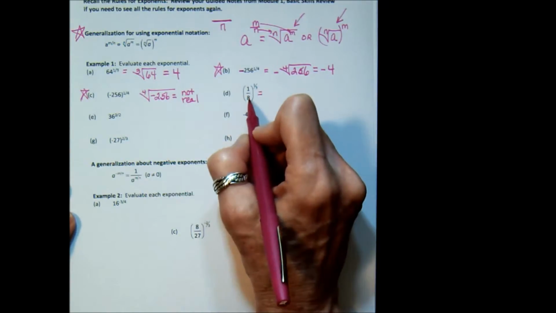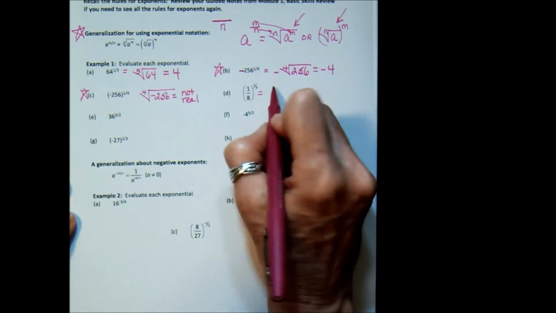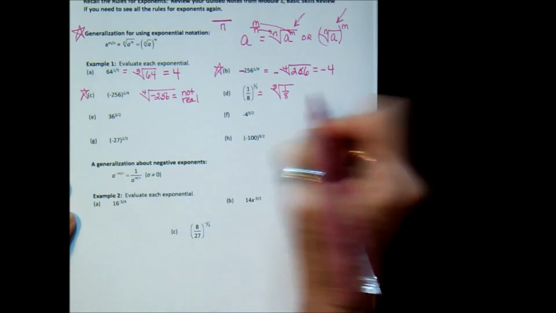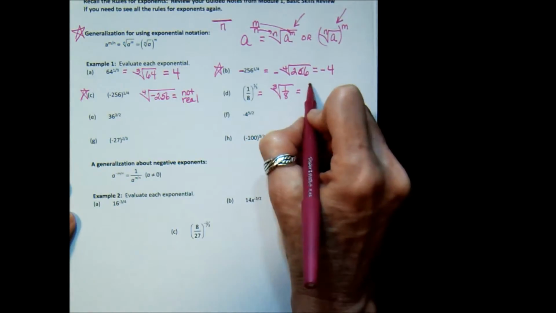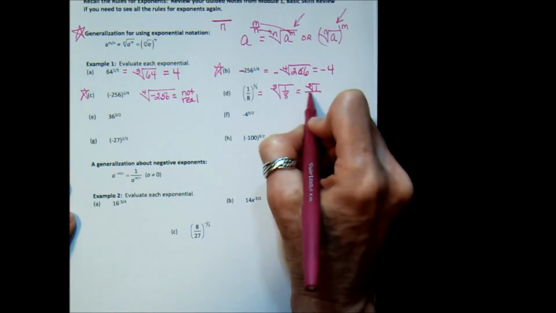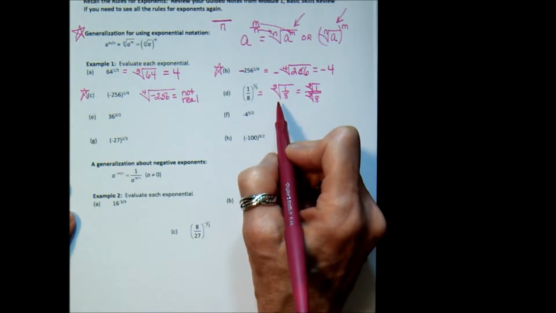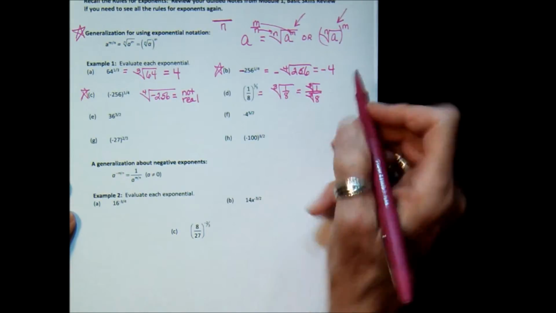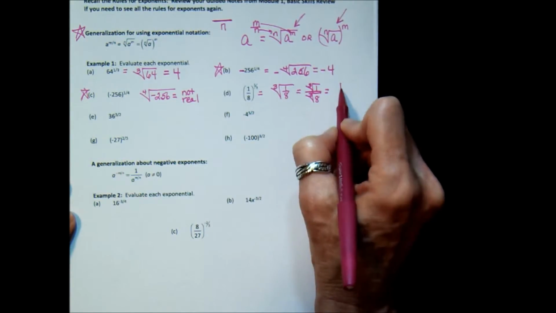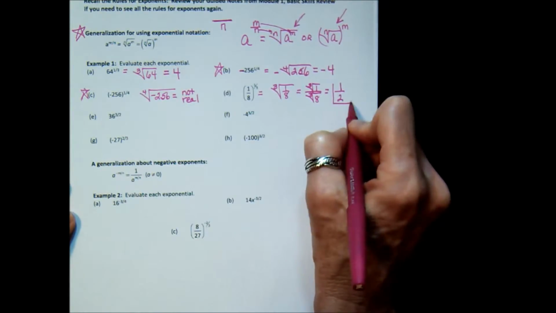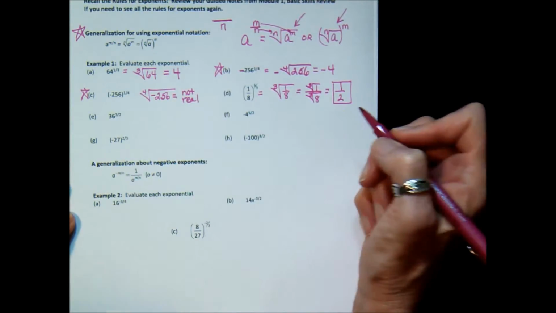Here I have 1/8 to the 1/3, so I'm going to rewrite that as a radical expression, the third root of 1/8, which we know is the same thing as the third root of 1 over the third root of 8. You can break down a large root sign into 2 small ones. The third root of 1 is 1, and the third root of 8 is 2. So we get 1/2 for that answer.